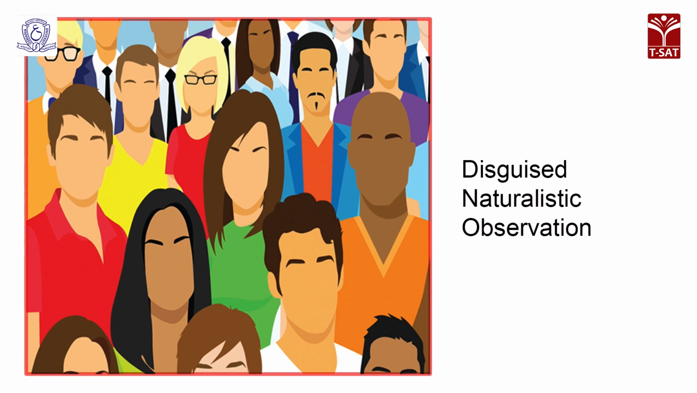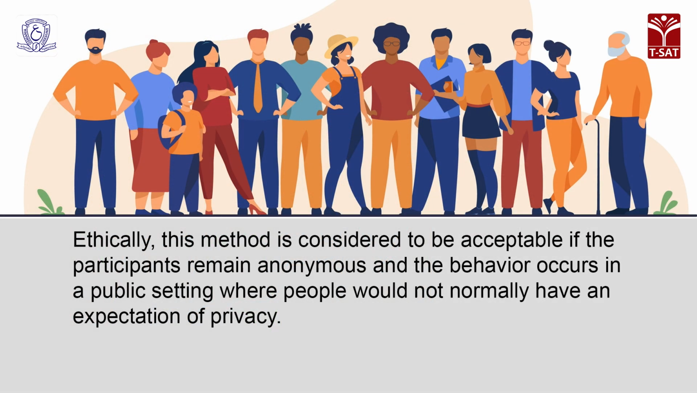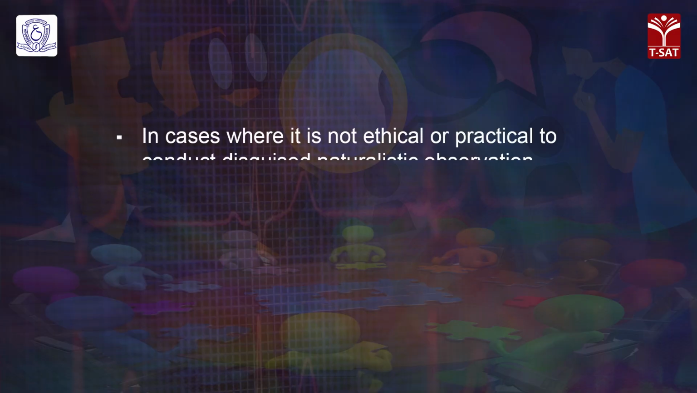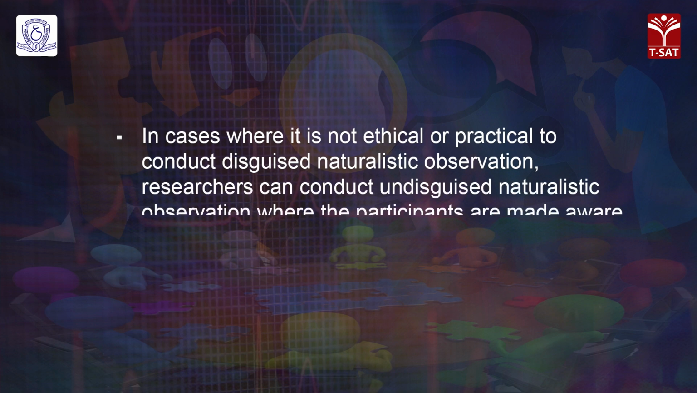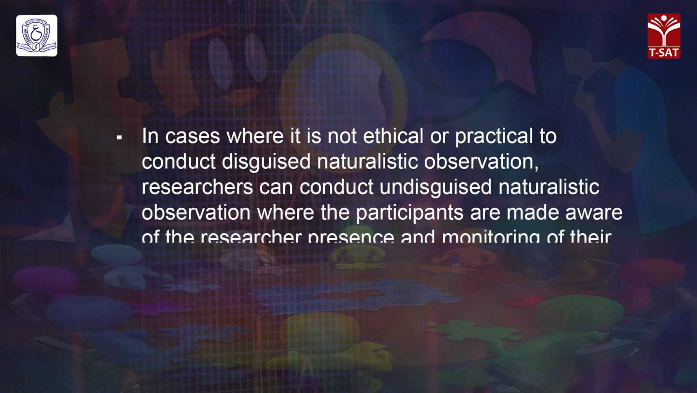Such an approach is called disguised naturalistic observation. It is ethically considered to be acceptable if the participants remain anonymous and the behavior occurs in a public setting where people would not normally have an expectation of privacy. In cases where it is not ethical or practical to conduct disguised naturalistic observation, researchers can conduct undisguised naturalistic observation, where the participants are made aware of researchers' presence and monitoring of their behavior.